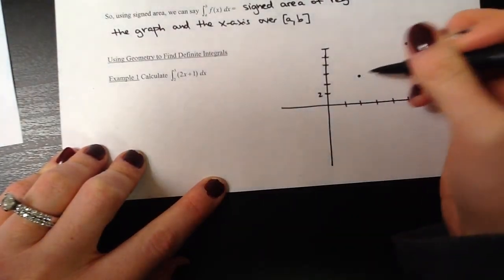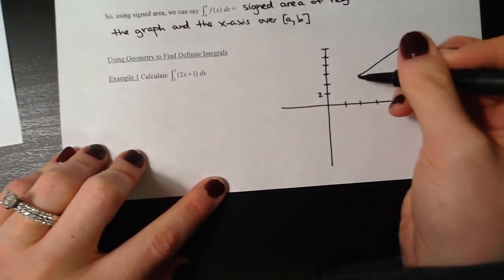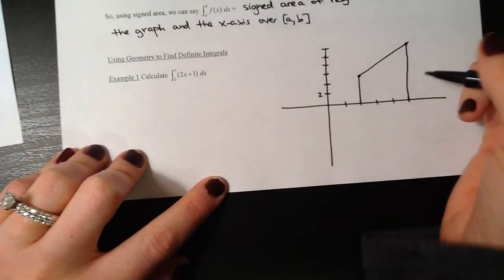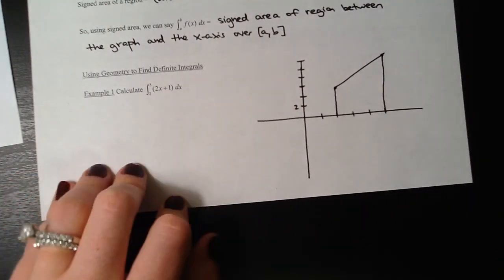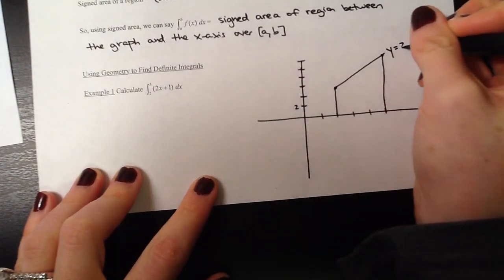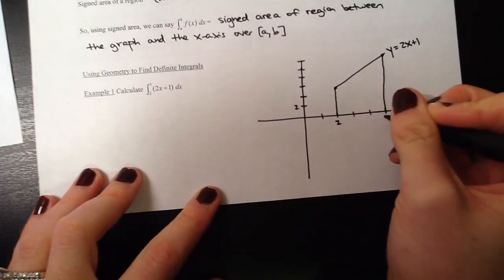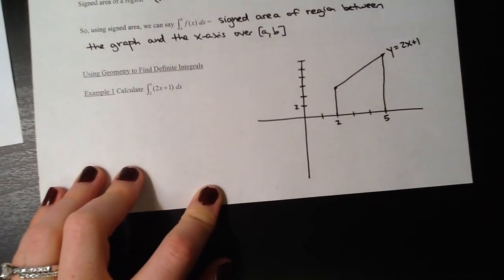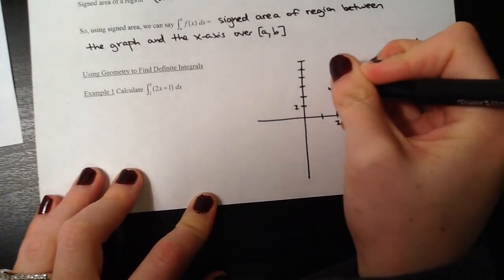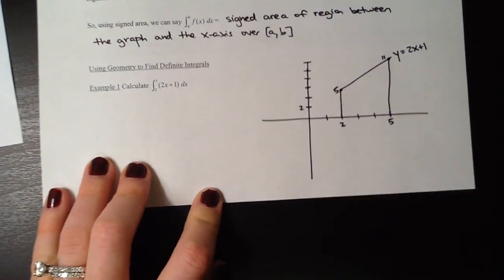Okay, so here's our function. This is the only part we care about right here. Okay, so this is what we're trying to find. Here's our function, 2x plus 1. So that's this line right here. We are going from 2 to 5. And it's very important that we know the heights of this function. Okay, so at 2, the function height is 5, and then at 5, the function height is 11. Okay, so that's going to play into our geometry.